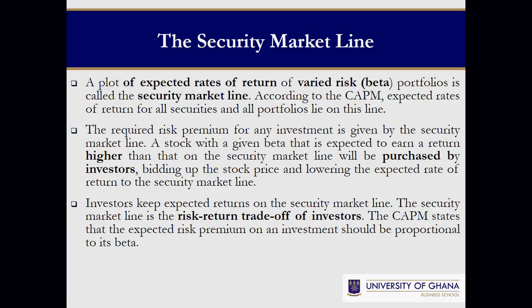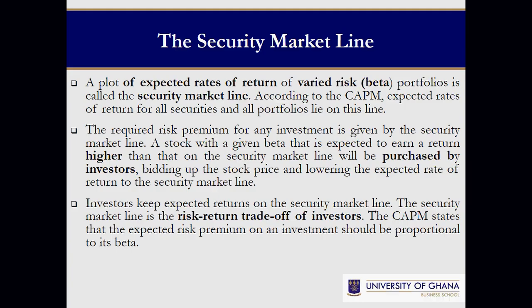The security market line: a plot of expected rate of return against risk, which is beta, of portfolios is called the security market line. According to CAPM, which is the capital asset pricing model, the expected rate of return of all securities and all portfolios lie on this line. So they all lie on the security market line. The required risk premium for any investment is given by the security market line. A stock with a given beta that is expected to earn a return higher than that on the security market line will be purchased by investors, bidding up the stock price and lowering the expected rate of return to the security market line.